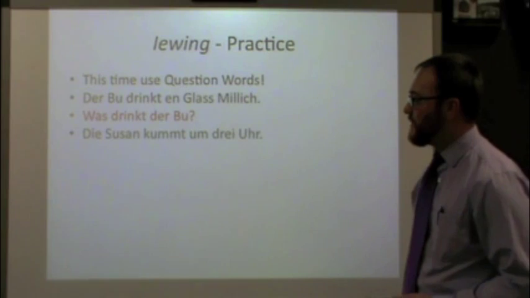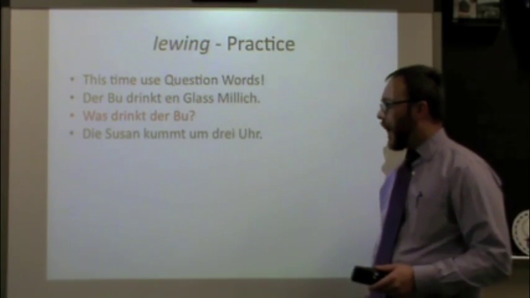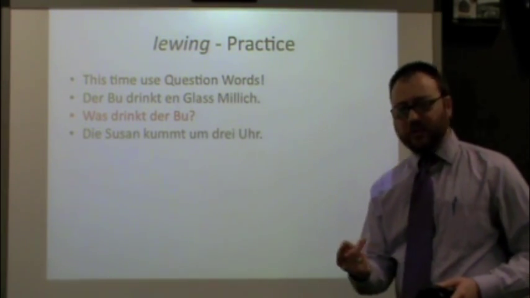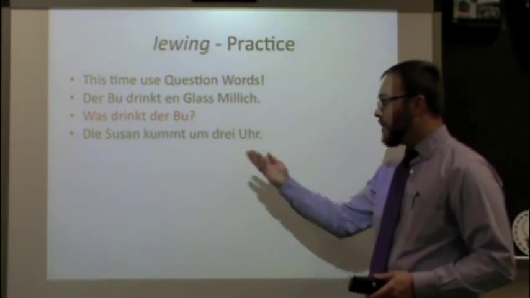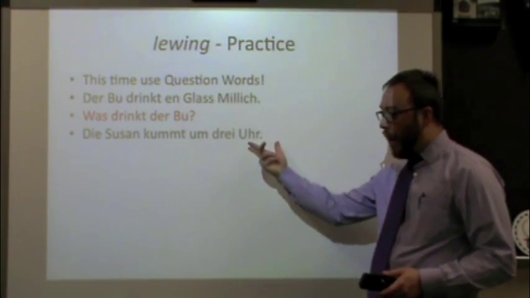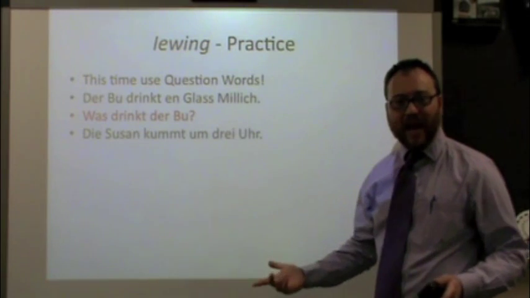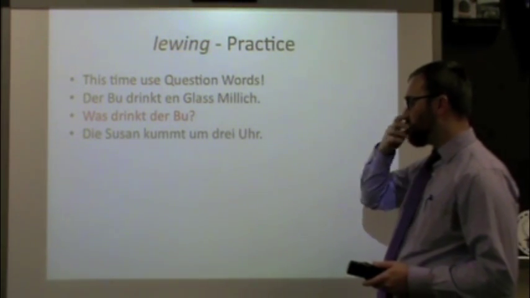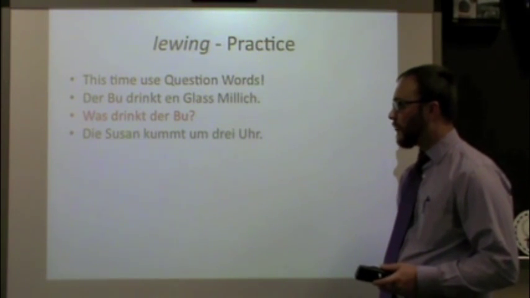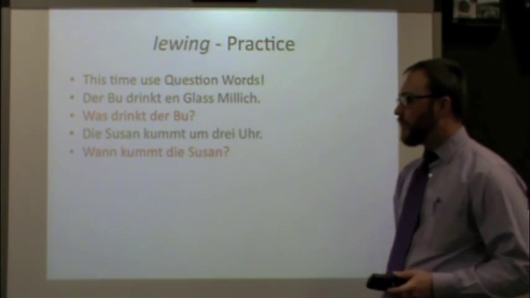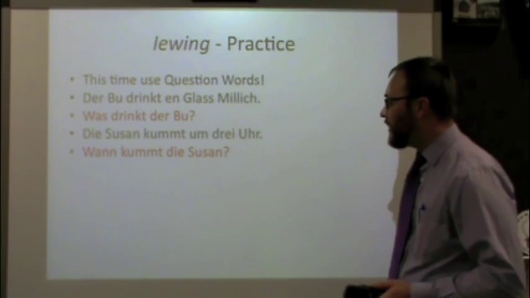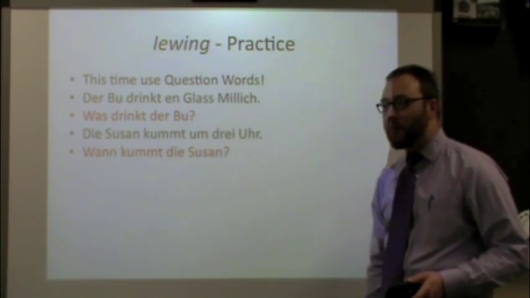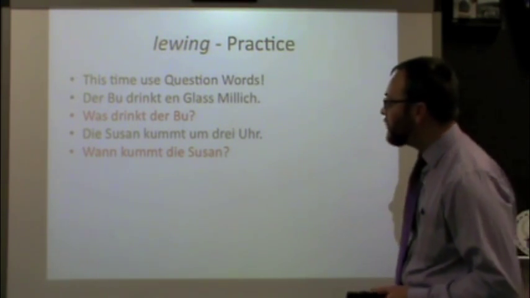Okay. That same sentence for the second one, die Susan kommt 3 Uhr. Again, you could have two questions from this. You could say, who is coming at 3 o'clock? Or when is Susan coming? It doesn't matter. Choose one, see if you can figure out how you'd say that in Dutch. I went with wann. Wann kommt die Susan? When is Susan coming?